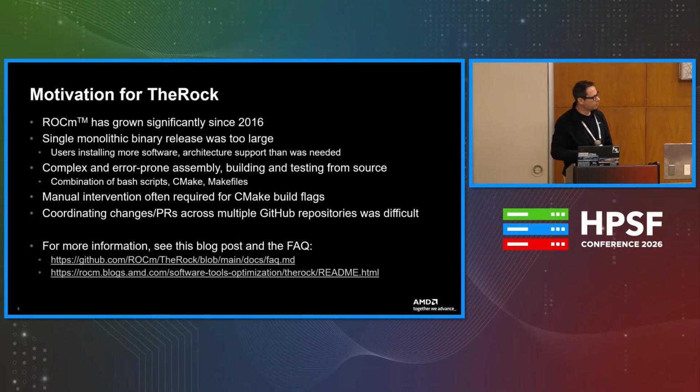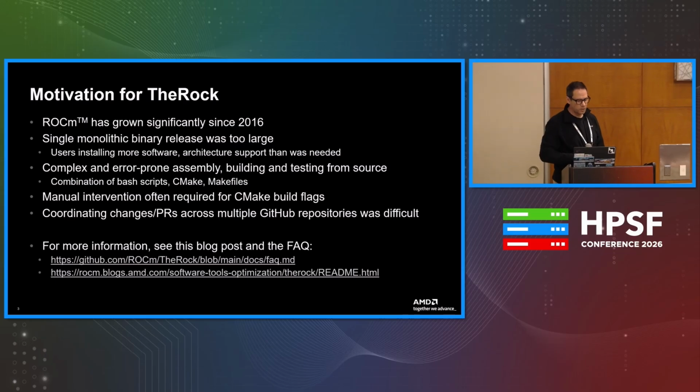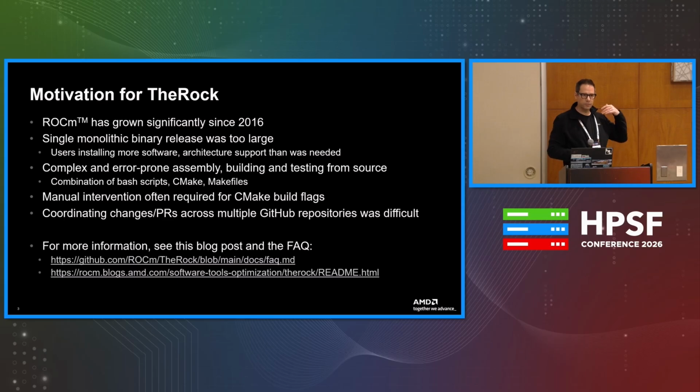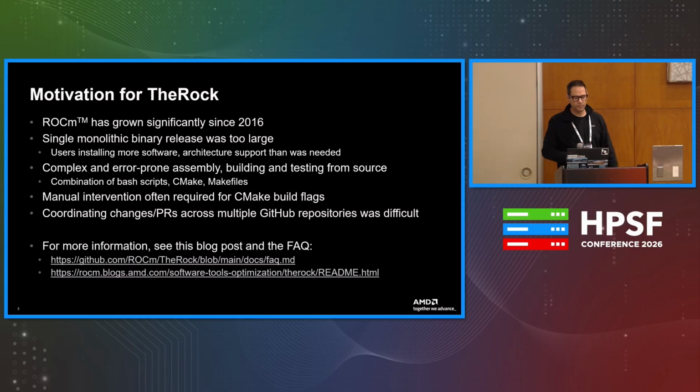So let's talk about the motivation for the ROC. ROCm has grown significantly since 2016. The single monolithic binary release was too large. So if you wanted to install ROCm, you got everything. You got every architecture support, you got all the solver libraries, you got everything. And it was a lot to install for a lot of users.